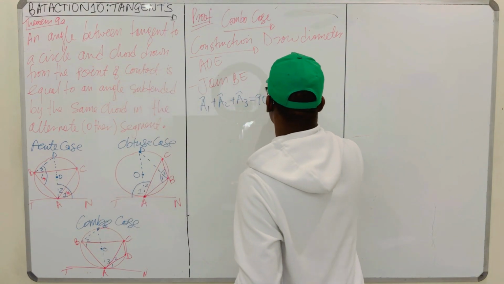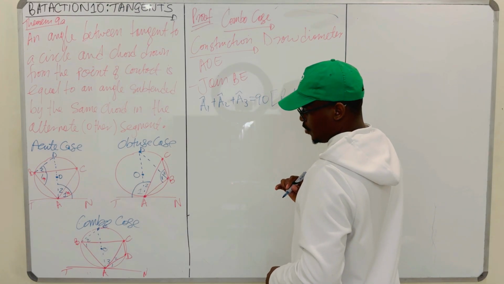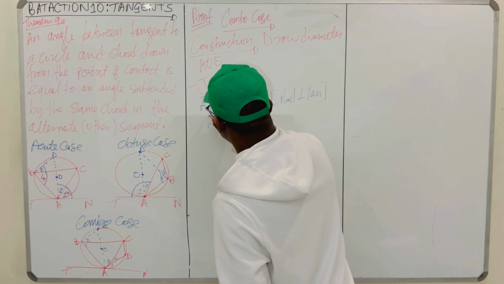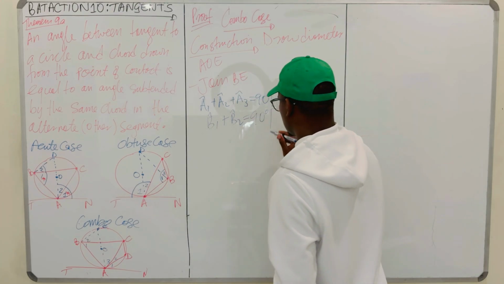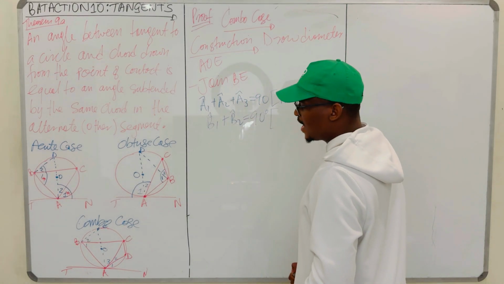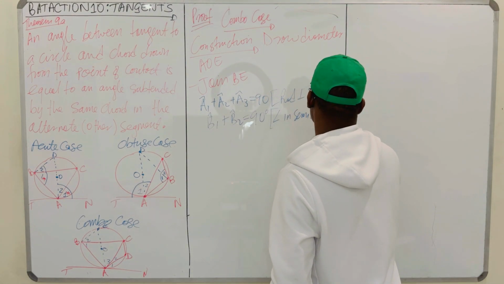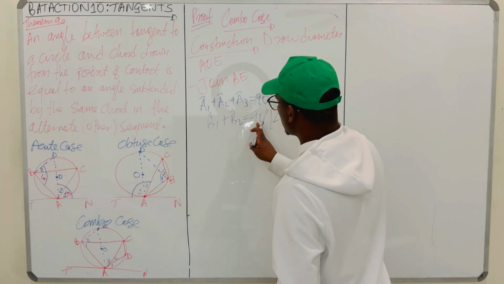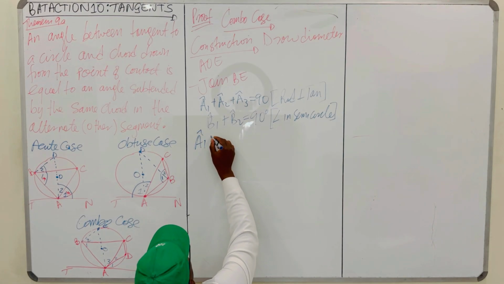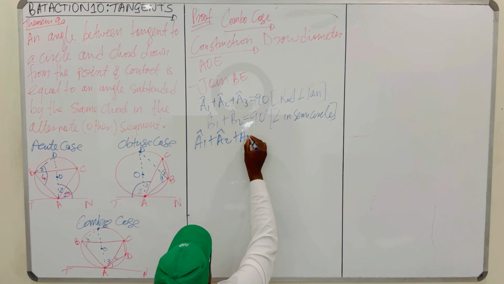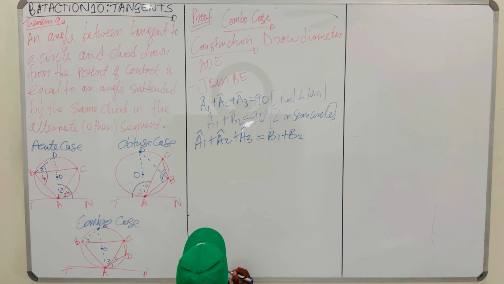Why? Because your radius is perpendicular to a tangent. Are you following me? Yes. What is your B1 plus B2? They give you 90 degrees. Why? Angle in a semicircle. So if these two are both equal to 90, they are equal to each other, which means your A1 plus A2 plus A3 is equal to your B1 plus B2. Are you with me? Yes.